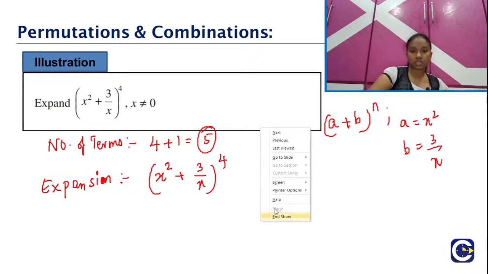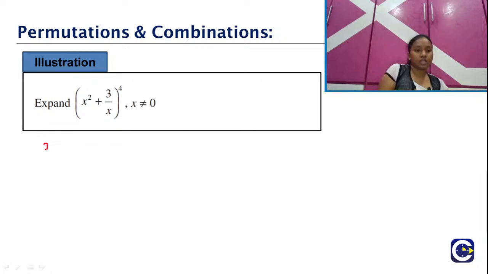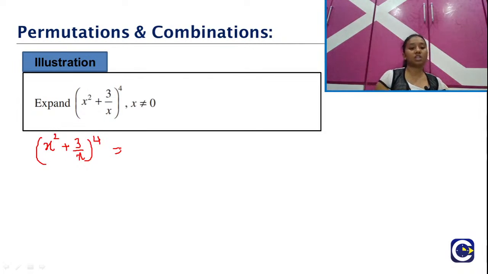So let's just erase this. So (x² + 3/x)⁴. There are three things we have to remember: one is the coefficient, one is the first term exponent, and the other is the second term power exponent.